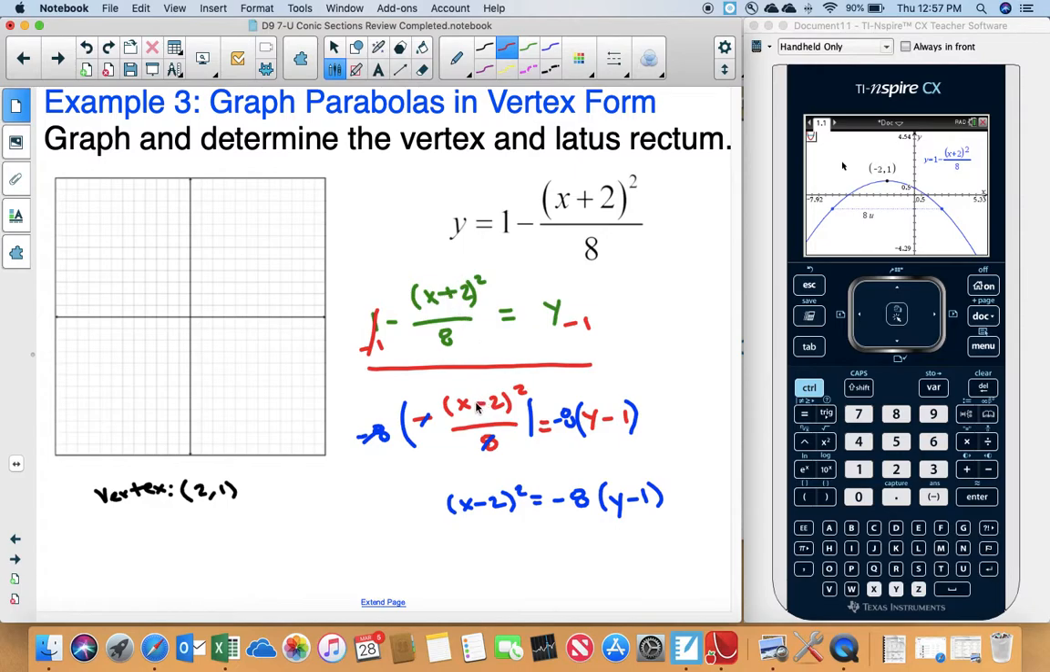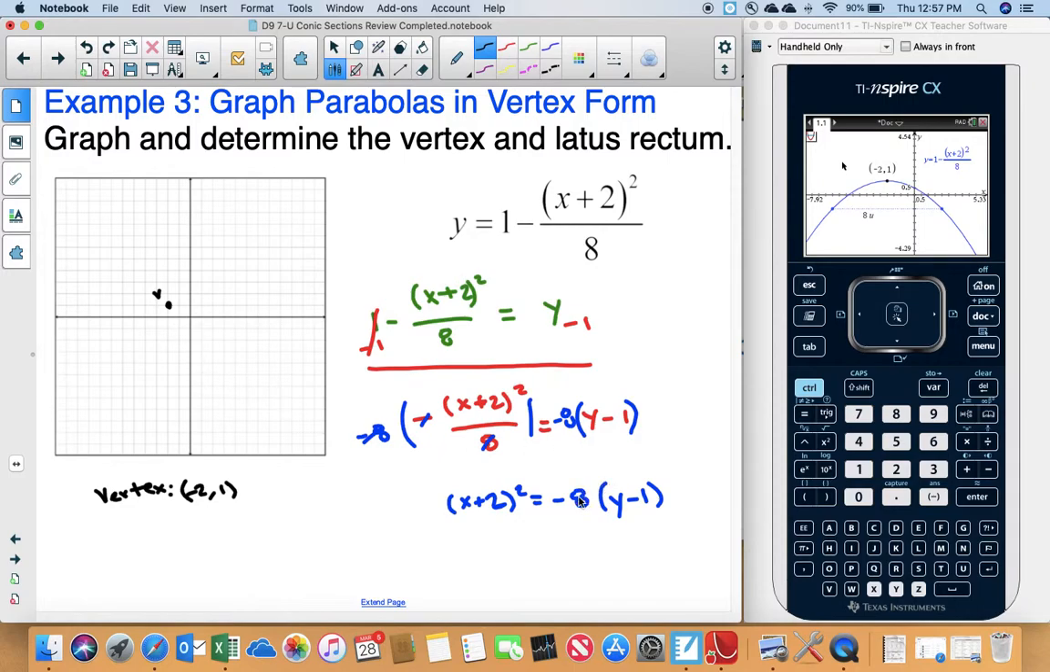This was x plus 2. This should have been an x plus 2, which would have made this an x plus 2. So now when we take the opposite, x plus 2 becomes a negative 2 here. So now we fix that mistake. Left 2, up 1. There's our vertex.